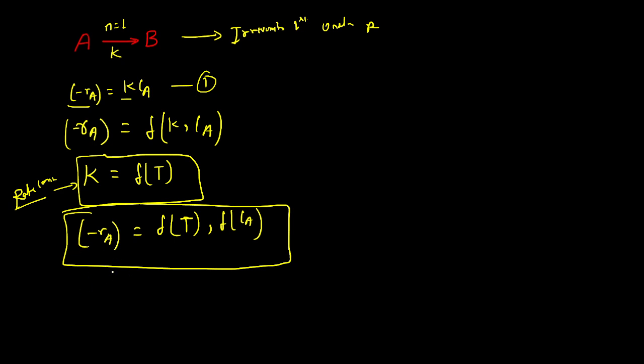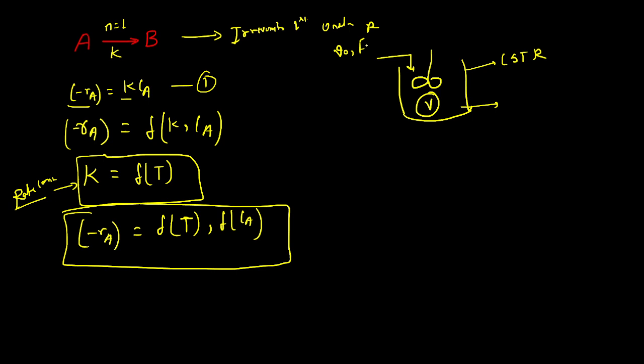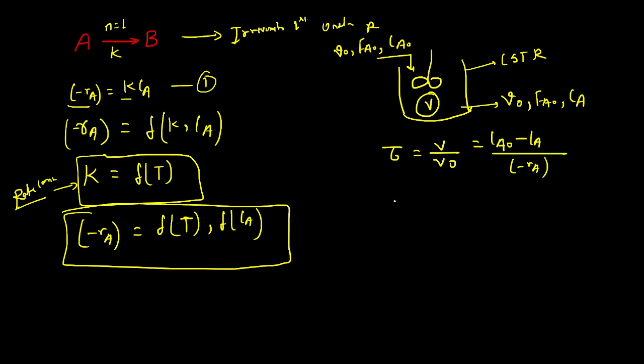Just like if we talk about any reaction, A is getting converted into B in a continuous stirred tank reactor, CSTR. If the volume of this reactor is V, the volumetric flow is V naught, the molar flow rate of reactant is FA naught and the initial concentration is CA naught, occurring at steady state, then can I write tau equals V by V naught, that is equals CA naught minus CA upon minus RA, that is the design equation of the continuous stirred tank reactor.